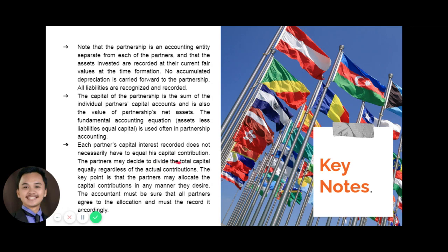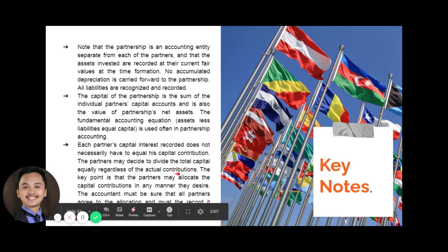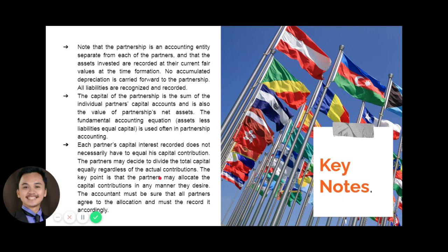The partners may decide to divide the total capital equally regardless of the actual contributions. The key point is that the partners may allocate the capital contributions in any manner they desire. The accountant must be sure that all partners agree to the allocation and must record it accordingly. So what's true here is that there should be proper agreement. What's the key here is that all partners will agree at all times kung unsa ang mahitabo sa partnership. Because again, it will still boil down that partnership is meeting of minds. It is created due to meeting of minds.